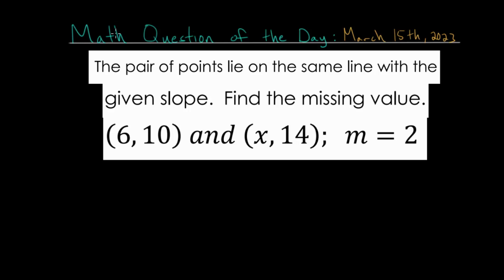In this video, I'd like to talk about the math question of the day for March 15th, 2023. With this problem, we have a pair of points on the same line with a given slope, and we need to find the missing value. We're told one point is at (6, 10) and the other point is at (x, 14), but we are told that our slope, m, is equal to 2.